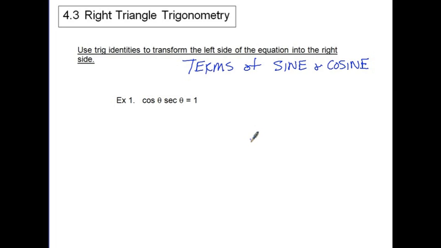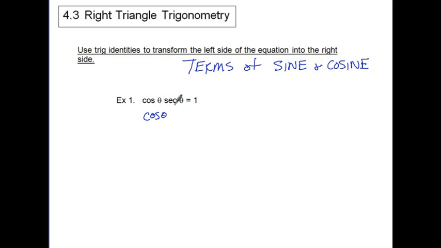Looking at your formula sheet, your trig identity sheet, if you don't have one of those, it's also on the iTunes U class and the materials for section 4.3. So make sure you have that to follow along. But cosine is just cosine because it's already in terms of cosine. So I'm just going to write cosine of.